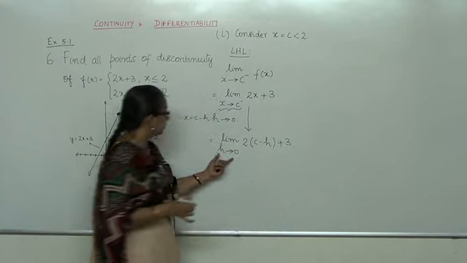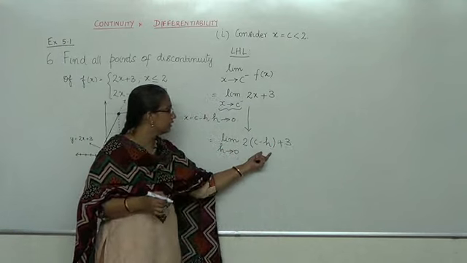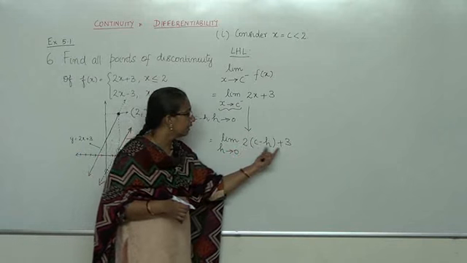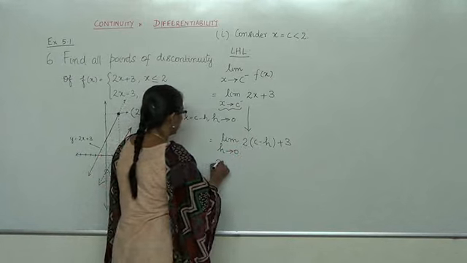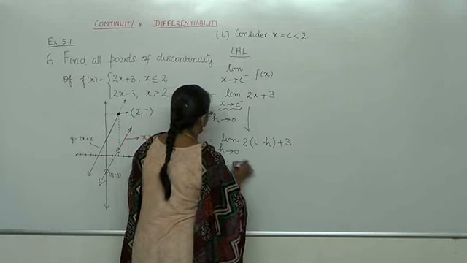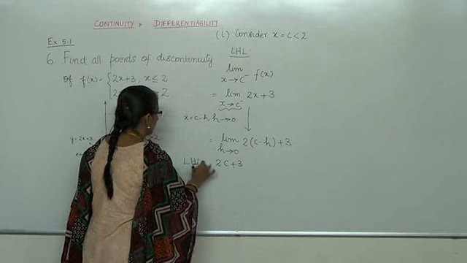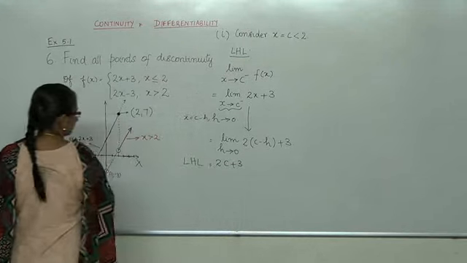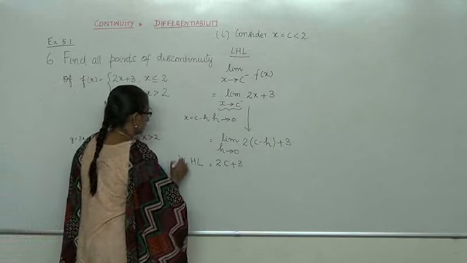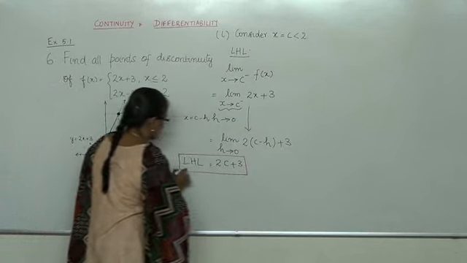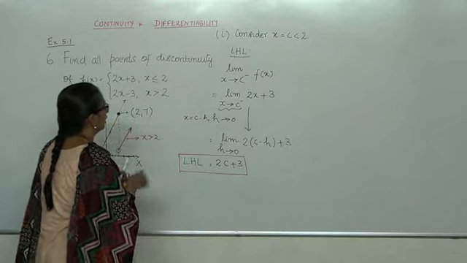Now what are we going to do? We will substitute the value h is equal to 0 in this. So we will be getting 2c plus 3. So this is equal to 2c plus 3, which is nothing but the left hand limit of the function for x is equal to c less than 2. So that is the left hand limit.